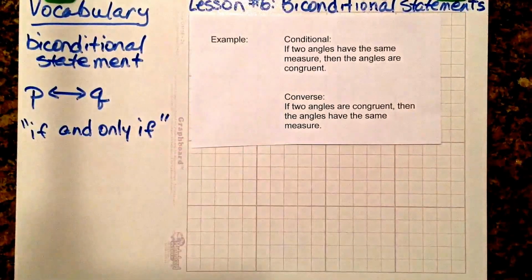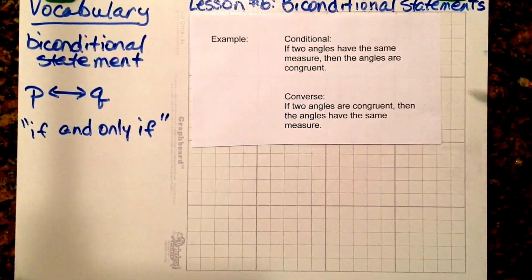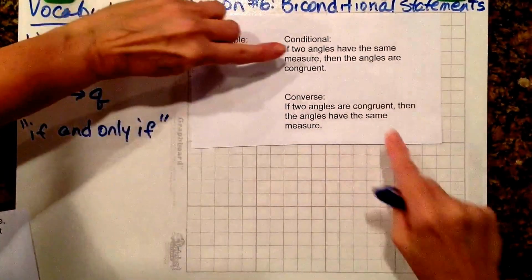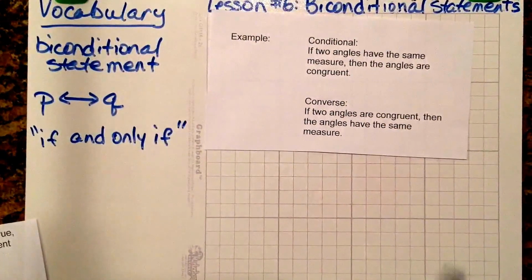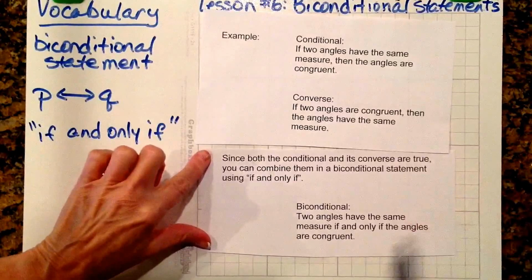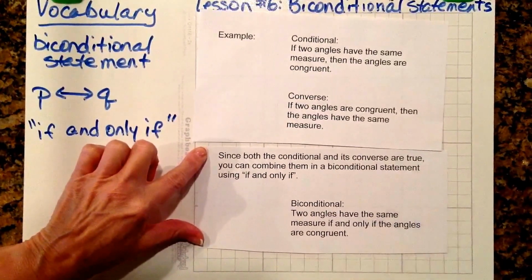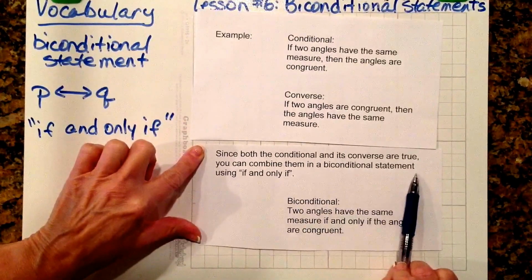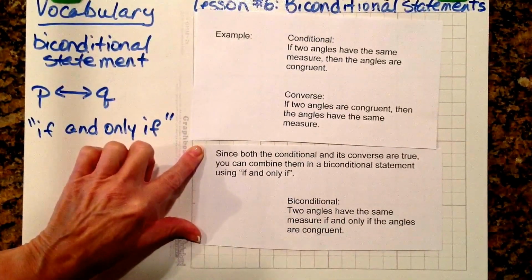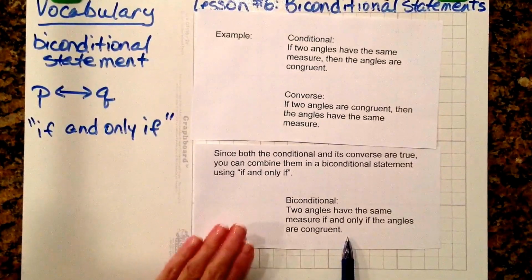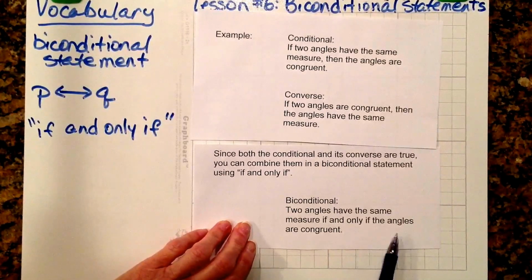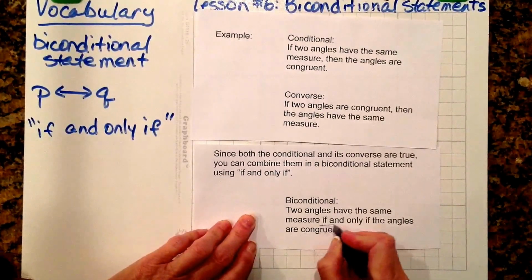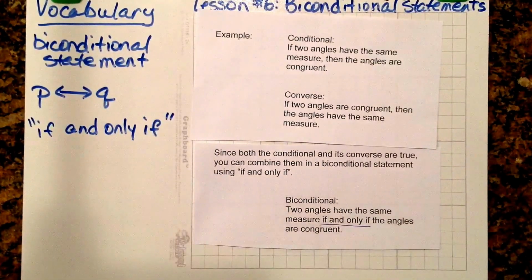Yes, I can. So when I write it as a biconditional, I go back up to my conditional, take off the if and the then, and I put if and only if in the middle of it. Okay, so let's see what that's going to look like. Since both the conditional and its converse are true, you can combine them in a biconditional statement using if and only if. So let's look at our biconditional. Two angles have the same measure if and only if the angles are congruent. Notice you have your if and only if right in the middle. And that tells me right there that that is a biconditional statement.